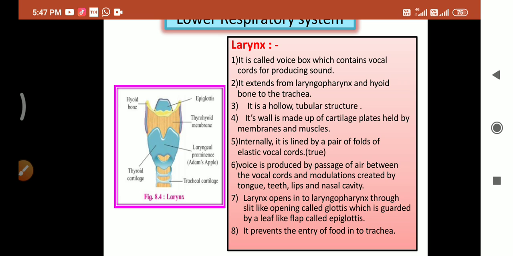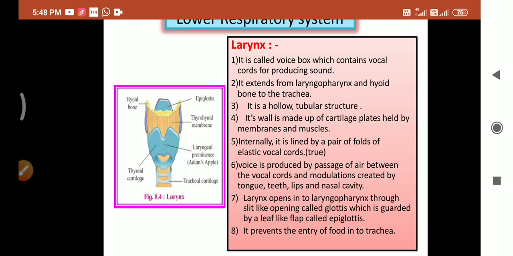Okay, next, sixth point you can see here, the voice is produced by the passage of air between the vocal cord and modulated by the tongue, teeth, lips and nasal cavity. So all of these parts are included to produce the sound, right? Because when you are talking, you can feel the lips also included, teeth also included, tongue also included, nasal cavity. When you close your nose, you can't produce the sound. So this is easy for you to understand. Practically you can do this, right?